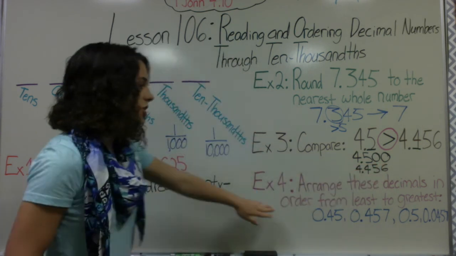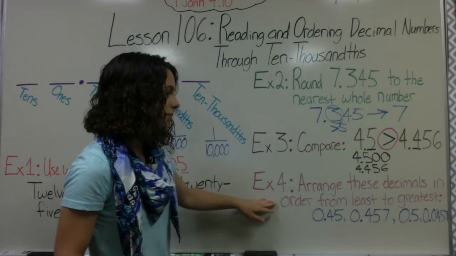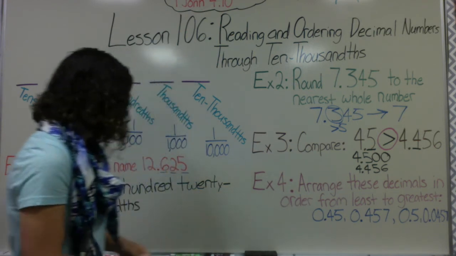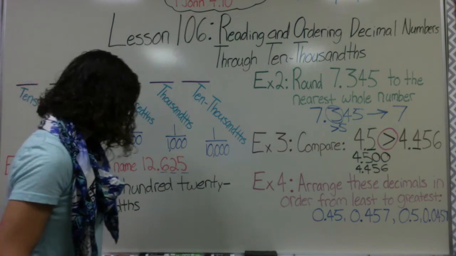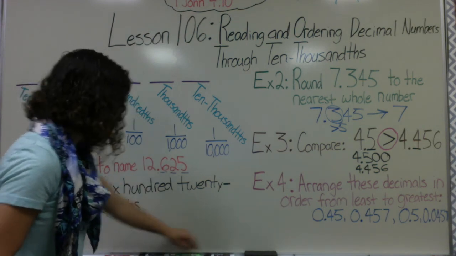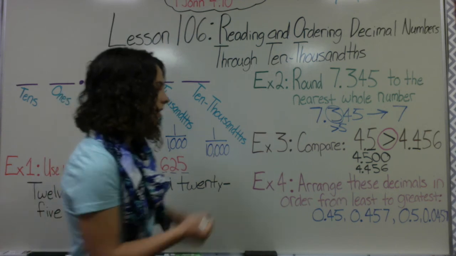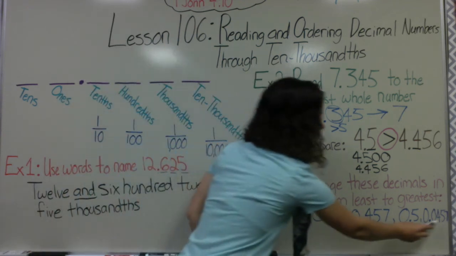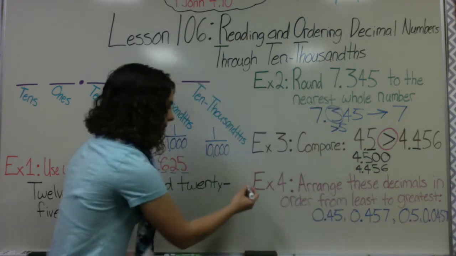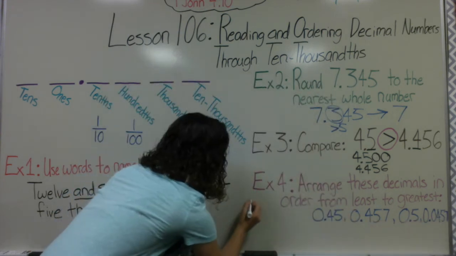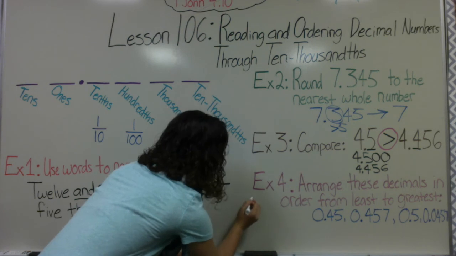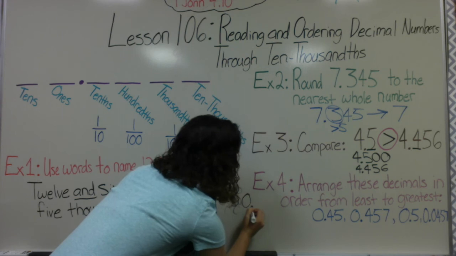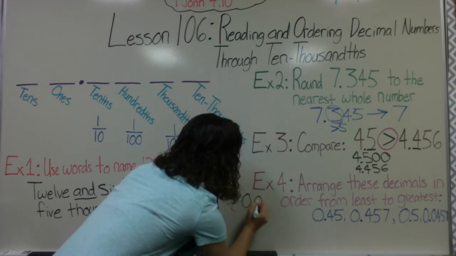Example 4 says to arrange these decimals in order from least to greatest. What I want to look at is a great strategy to have. I'll use brown. Decimal numbers go all the way up to my 10,000ths place. This one's a little tough to see, but I'm going to start with this one and just line them up so that you're able to see all of the decimal numbers lined up, and we'll be able to determine which one is our smallest and which one is our greatest.